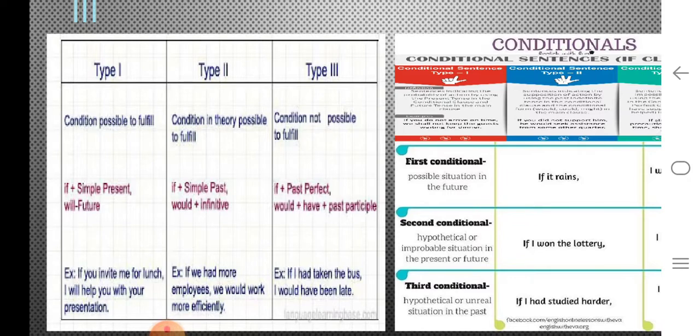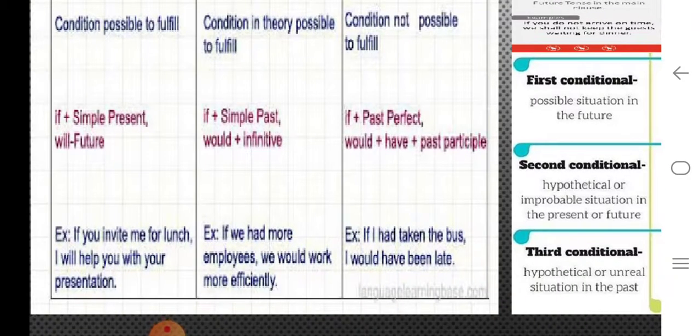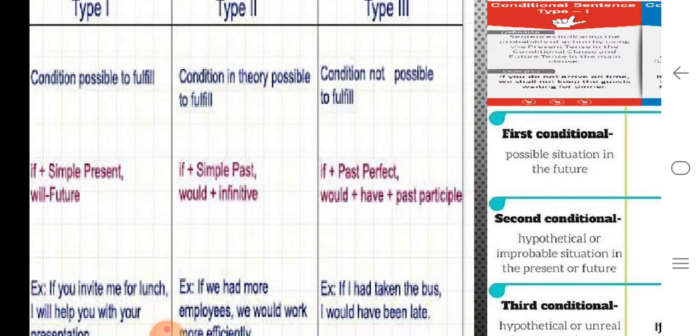So if you look at it again, you can see here that I have given you type 1. Condition possible to fulfill, because you're talking about the future in type 1, you can probably fulfill it. It has if plus simple present plus will and your future tense. Example: if you invite me for lunch, I will help you with your presentation. So it is something that would happen in the future. You are telling your friend, if you invite me tomorrow for lunch, I will definitely help you with the presentation. So this may happen, right? So this is a condition which can be fulfilled.